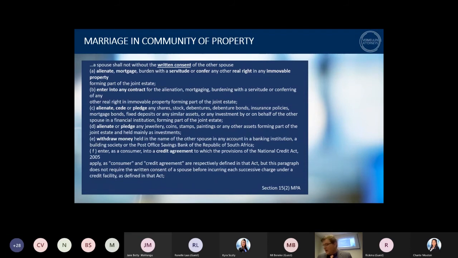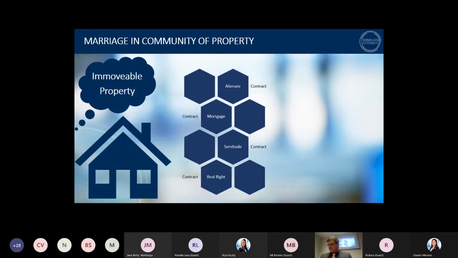However, you do not require the written consent of a spouse before incurring each successive charge under a credit facility as defined in the Act. Sure, that's a mouthful. I need to lie down now, but let's forge ahead. Let's go through them. Okay, number one, let's deal with section 15.2 A and B. We're talking about immovable property. You cannot alienate it.